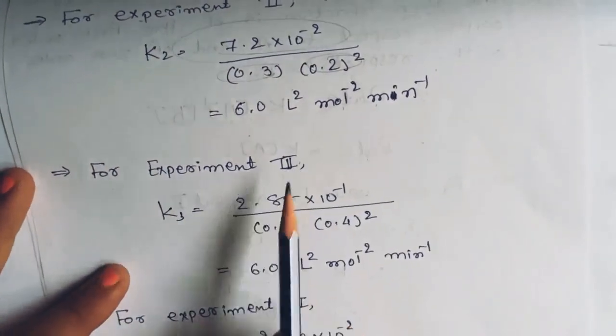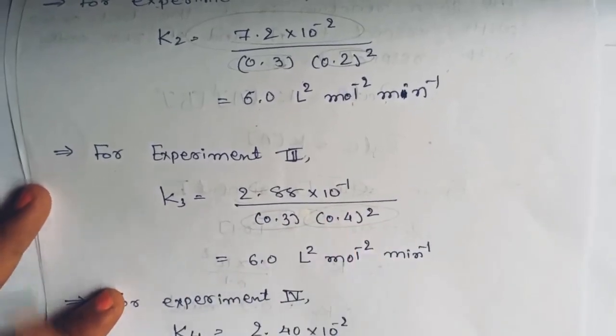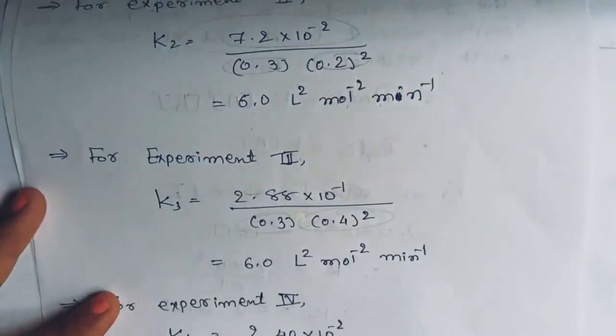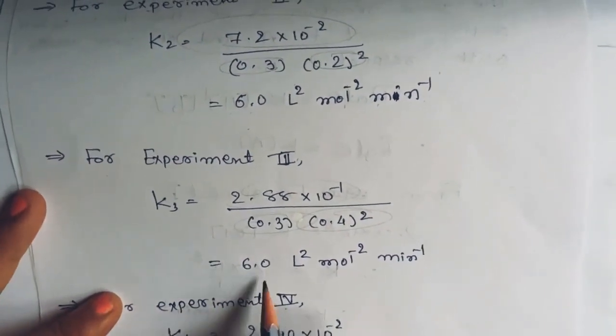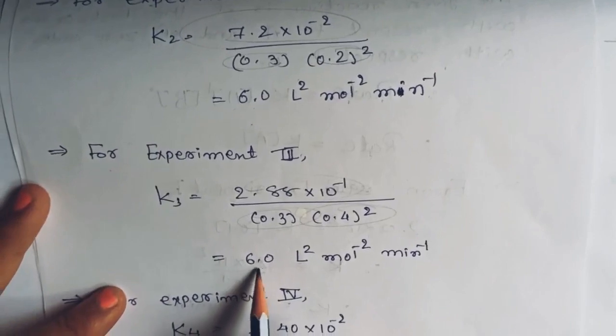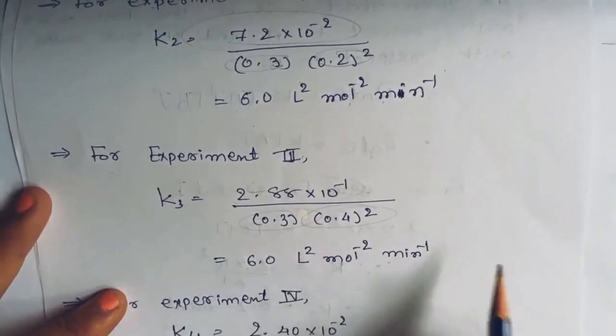For experiment 3, the value of rate, concentration of A and concentration of B, you have to replace all these things from the table that has been given to us. You will also get 6 into liter square mole power minus 2 and minute minus 1.